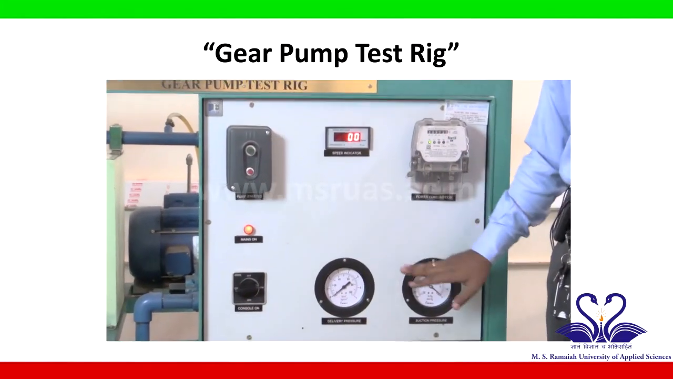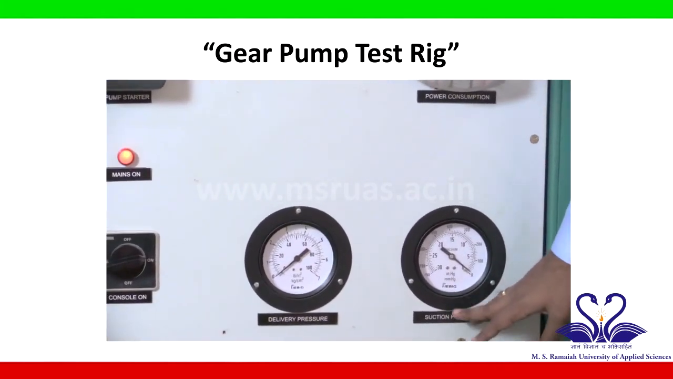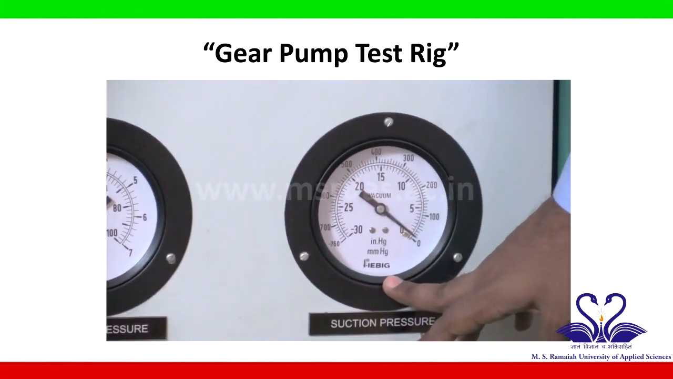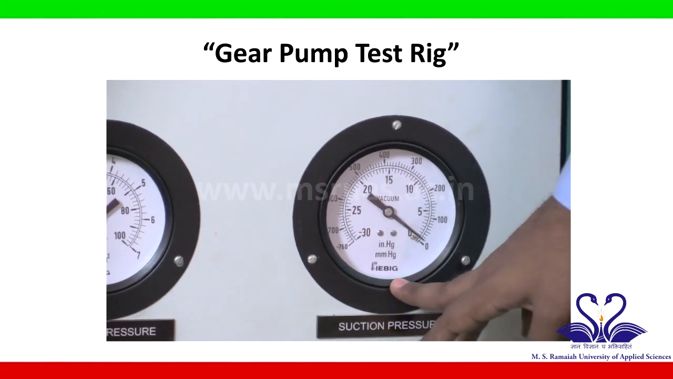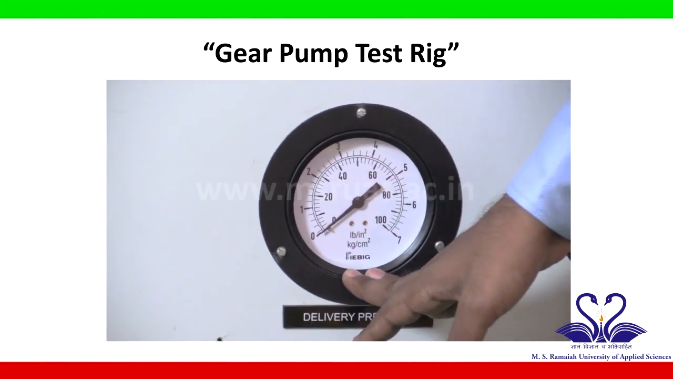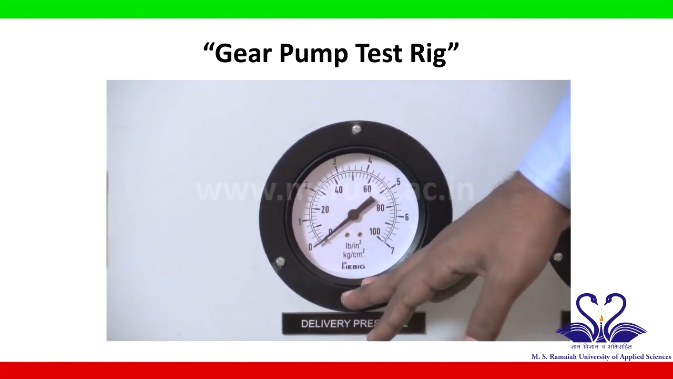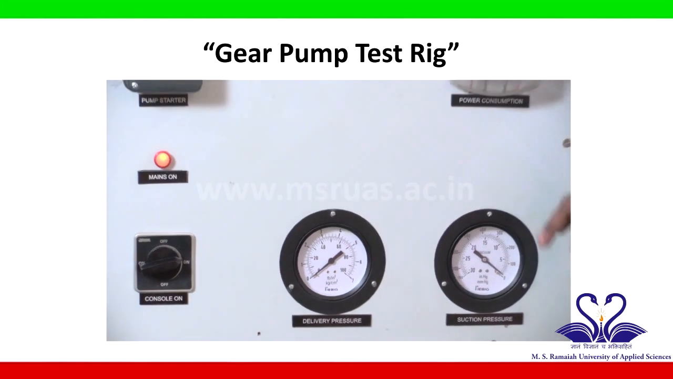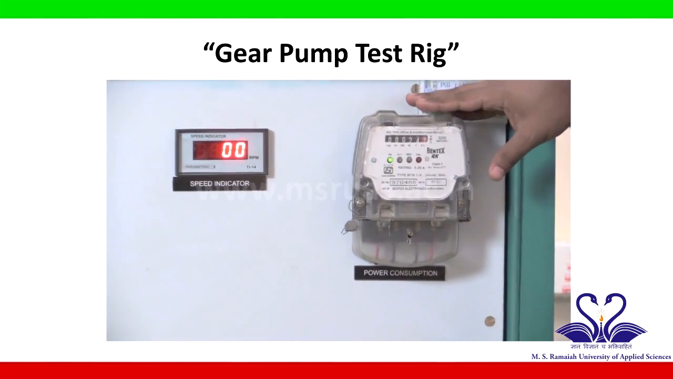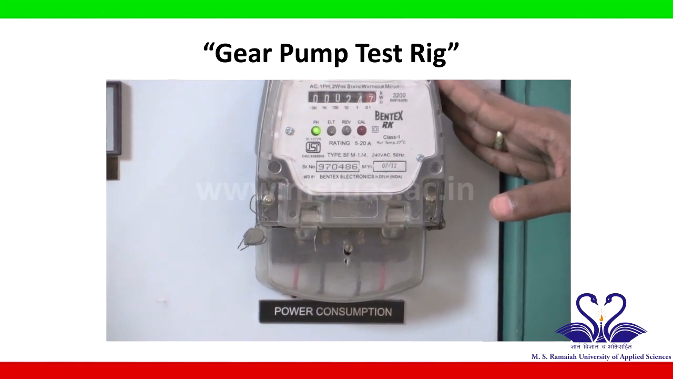Also, we can measure the suction pressure that is coming into the gear pump. Here, the reading is in millimeters of mercury. The discharge pressure of the pump is shown on the Bourdon gauge over here. The pressure is in kg per centimeter square. The power consumption for the motor can be calculated using the energy meter. In order to calculate, we have to take down the time required for a certain number of blinks on the energy meter.